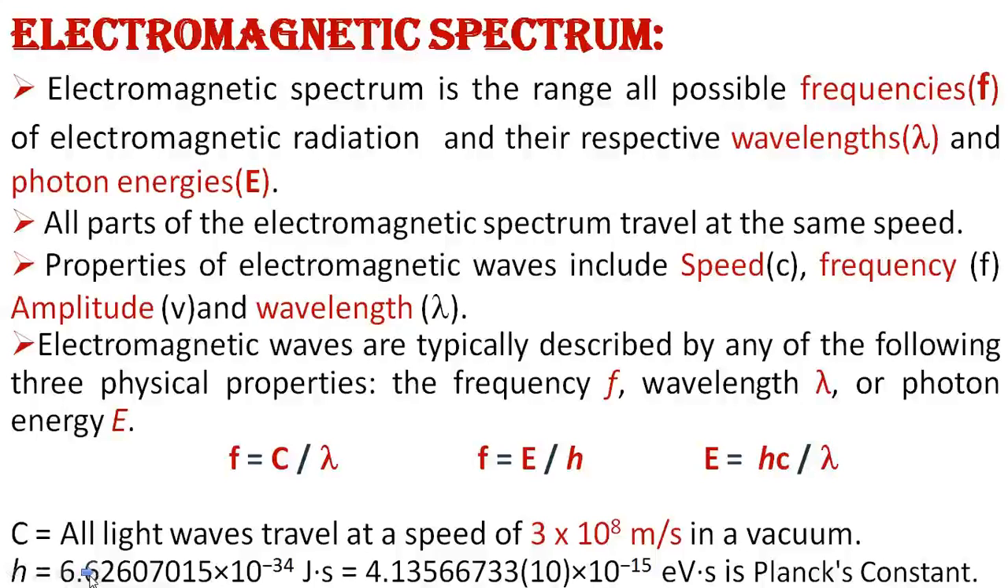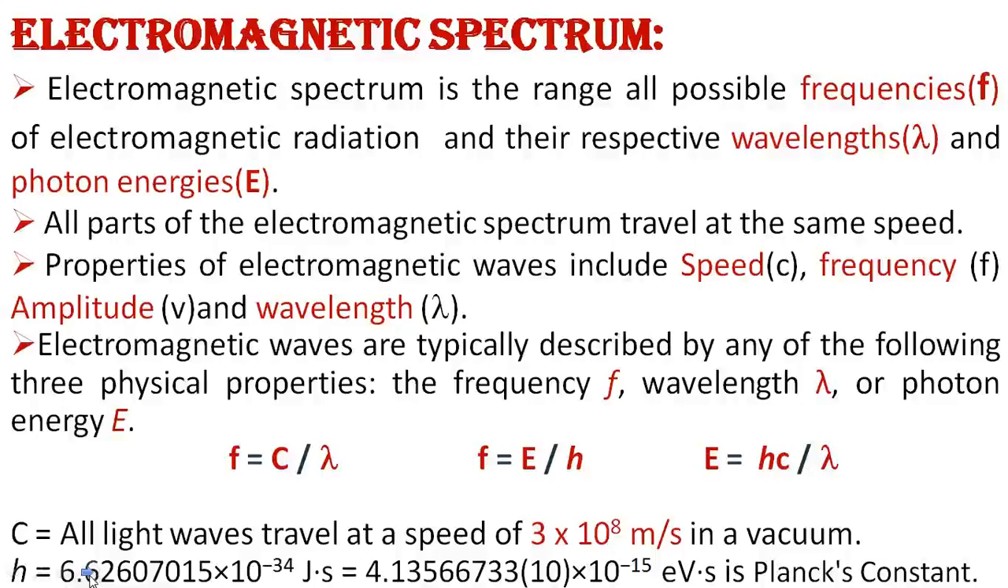There are three parameters that are intercorrelated: frequency, wavelength, and photon energy. All parts of the electromagnetic spectrum travel at the same speed. The properties of electromagnetic waves include speed, frequency, amplitude, and wavelength. These four parameters are intercorrelated.